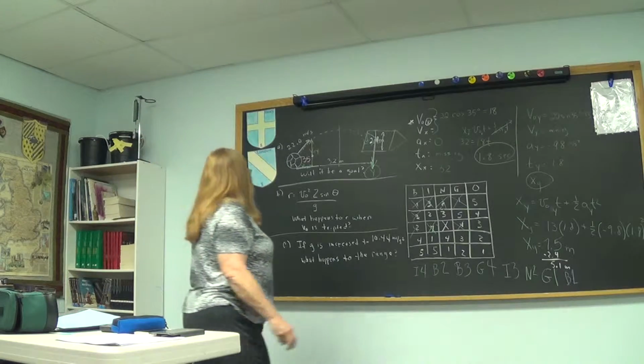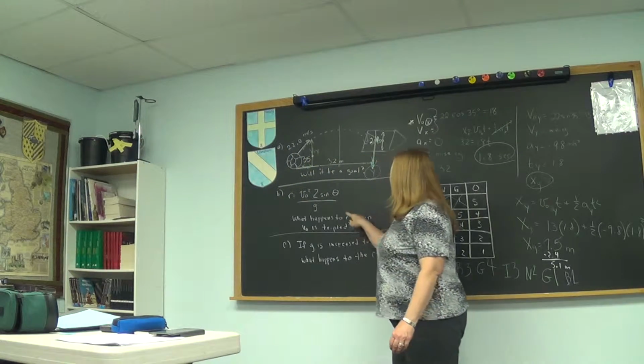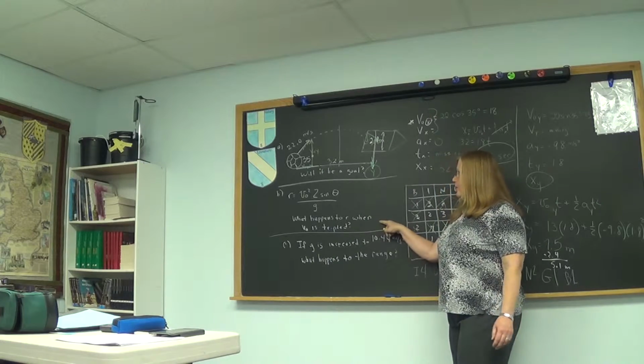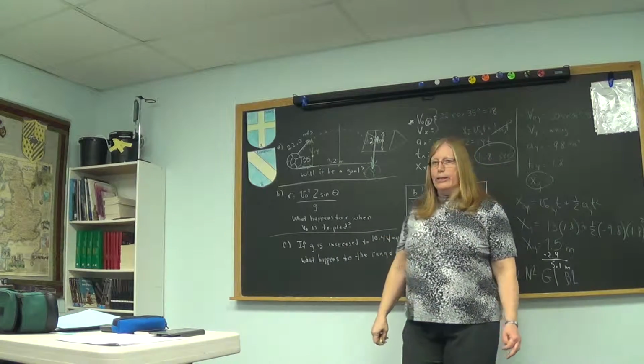So the question, here's the range equation, write it down, and write down the question, what happens to R when V sub O is tripled?